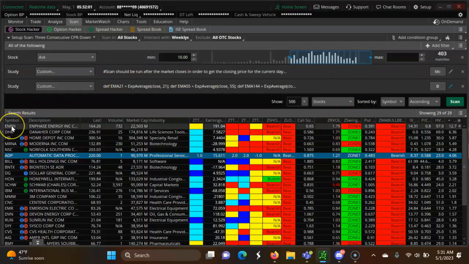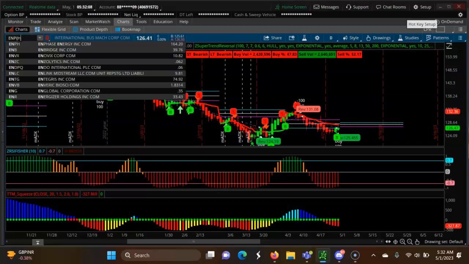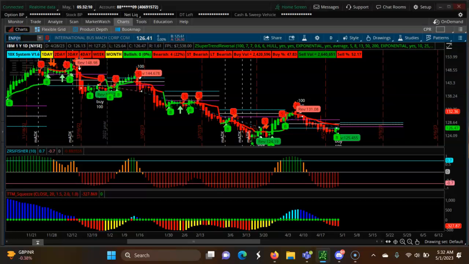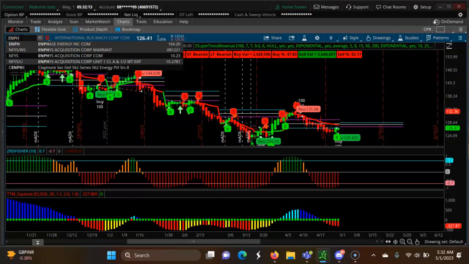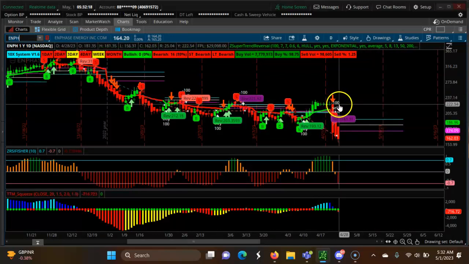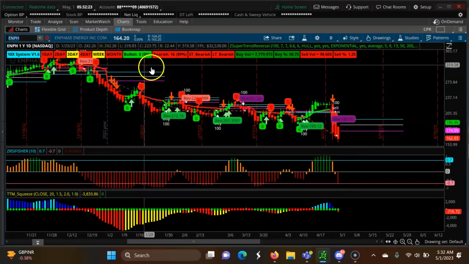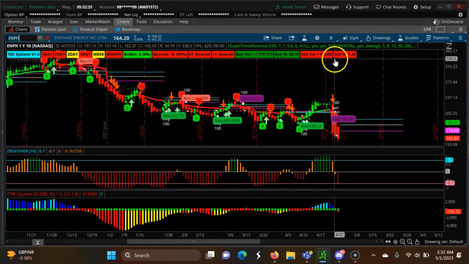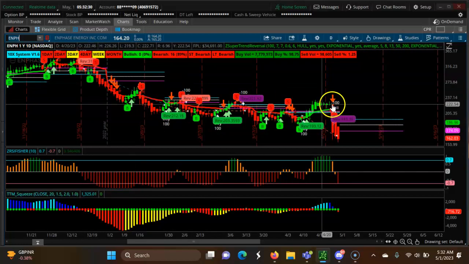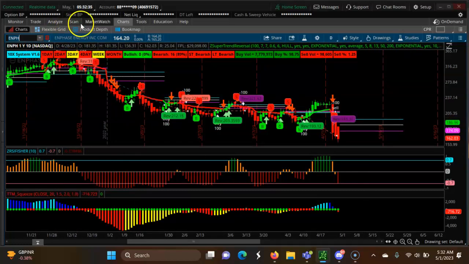So the first one is ENPH. Let's go to the charts and look at ENPH. You can see the stock is going down. You can see the RSI is down, CPR is down, so all time frames are down. Sell volume is high. Long term, everything is high. So this is very bearish. You can go bearish on this stock. So the first stock is ENPH.